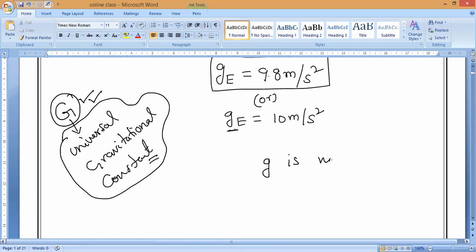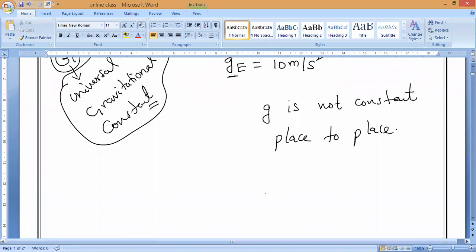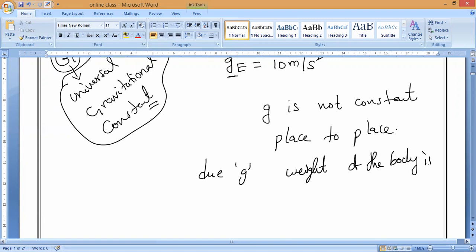Capital G is always constant, but small g is not constant. It varies from place to place. So due to this, g is varying, and something varies continuously. Due to g, the weight of the body is continuously changing. Weight of the body is changing continuously.